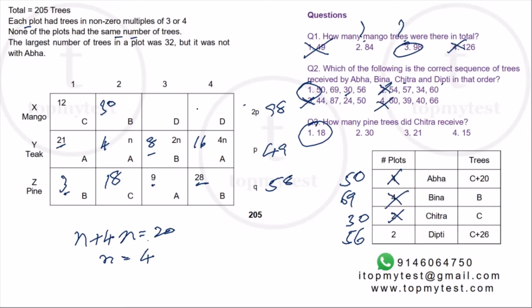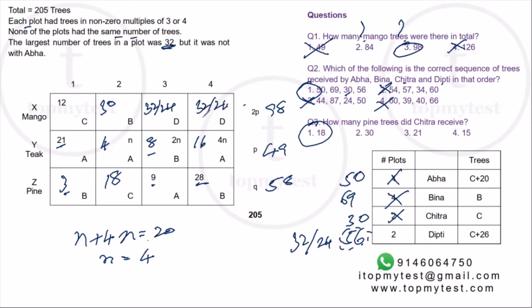Okay, now we are left with D. With D, the total has to be 56. Right. Also, we have one information left. The largest number of trees in a plot was 32. And it is not with Abha. We have fitted Abha, we have fitted Beena, we have fitted Chitra. So Deepti has to get the 32. So one of these numbers will be 32, which means the other should be 24. So it should be 32 or 24.